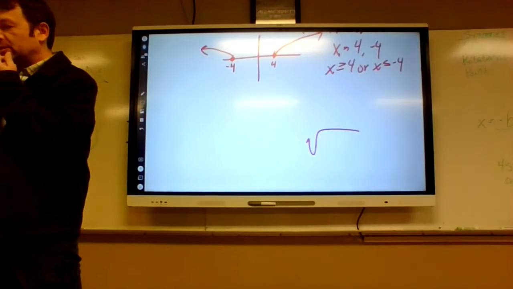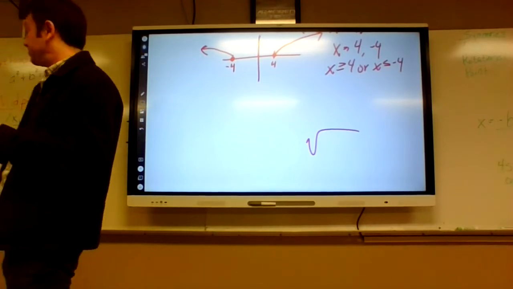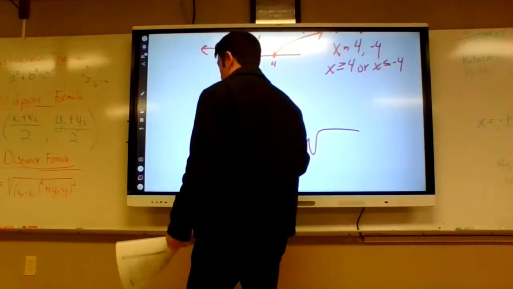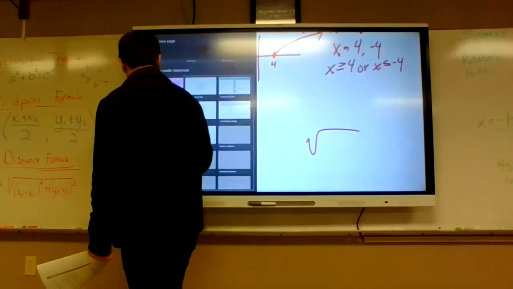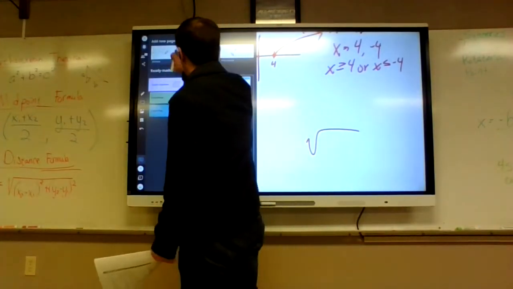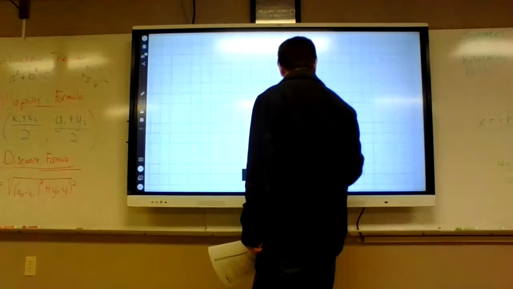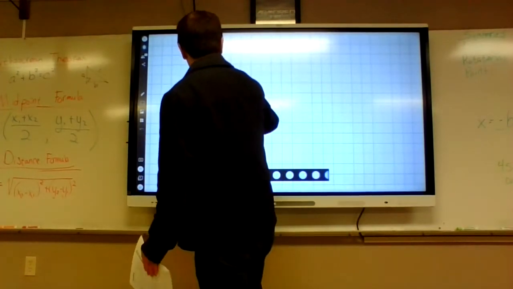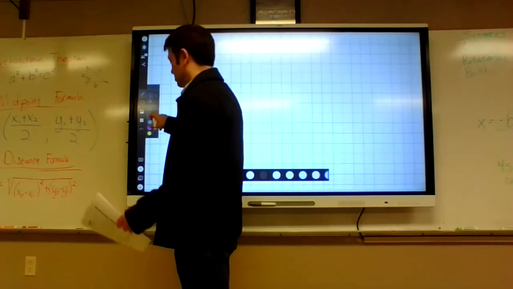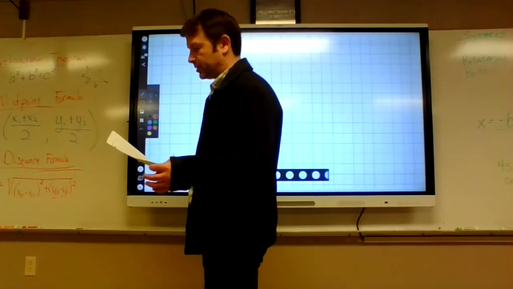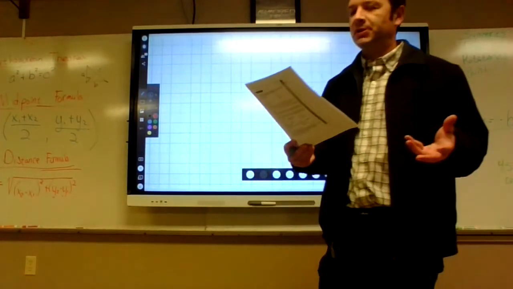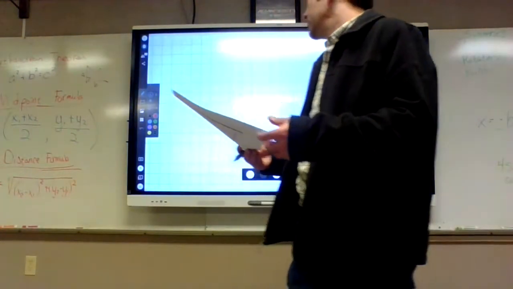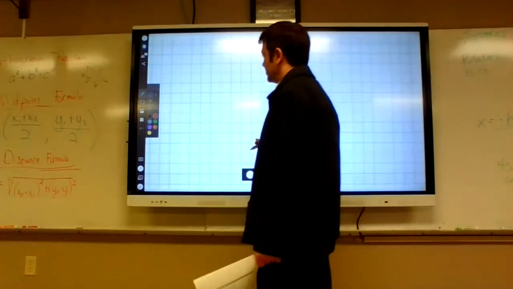Okay. Number 2 is a piecewise graph. I'm not sure we did that one, to be honest. Wait, we're not doing the zeros? The zeros are 4 and negative 4. It's what makes the function equal to 0. X squared minus 16 equals 0.